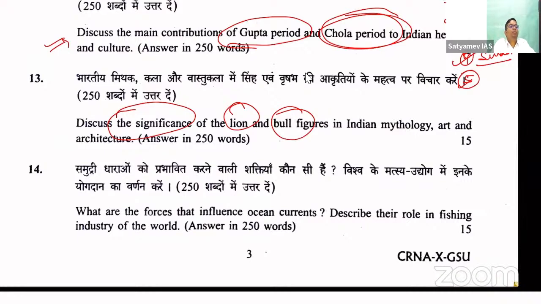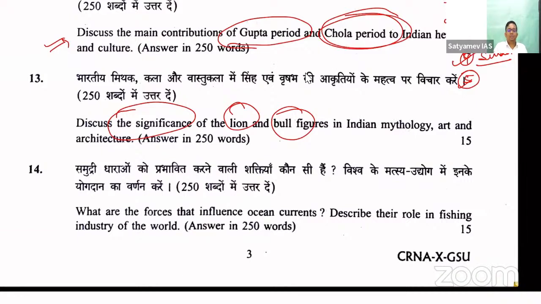And then you will have to talk about the architecture. In architecture, in Ellora caves and Ajanta caves, some of the paintings in Ajanta will have lion and bull figures. But in Ellora caves, there is a massive bull sculpture in front of the gates.